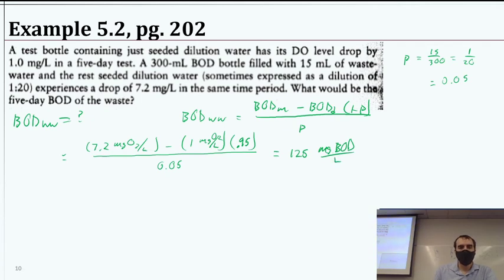Okay, so 125 milligrams per liter is the estimate here for the amount of BOD in the wastewater. In terms of what we know about wastewater, that would be kind of on the weaker side, but certainly within normal ranges. So that sounds good.